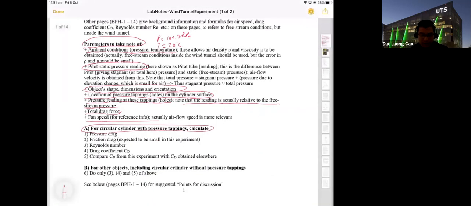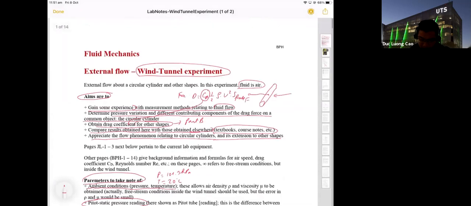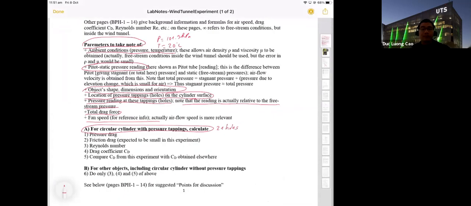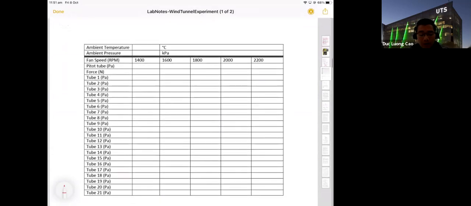For the circular cylinder with pressure tapping, 21 pressure tappings or 21 holes, you will use this data set with the table to collect data for part A. You see here the ambient temperature and ambient pressure on the screen, or you can use 20 Celsius or 101.3 kPa. That's okay.